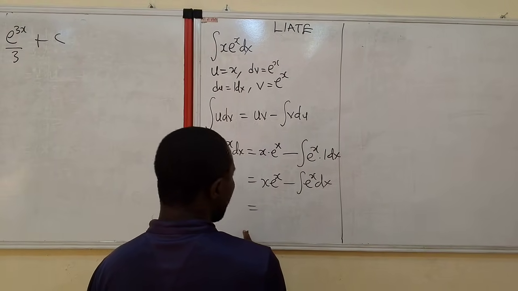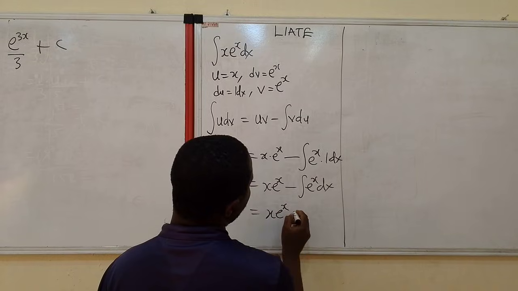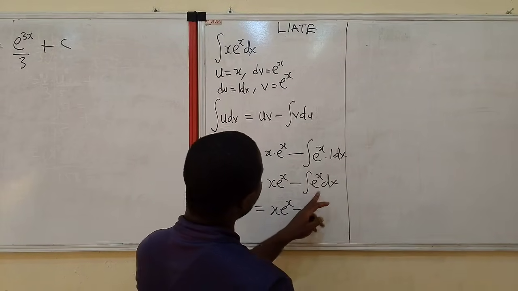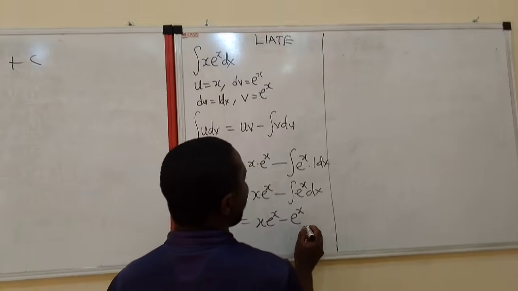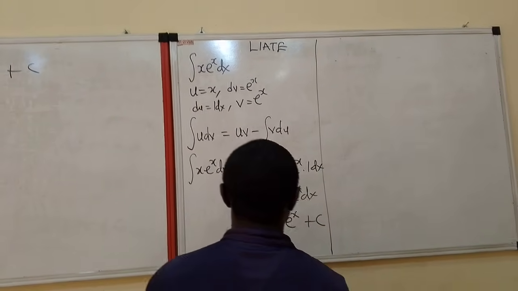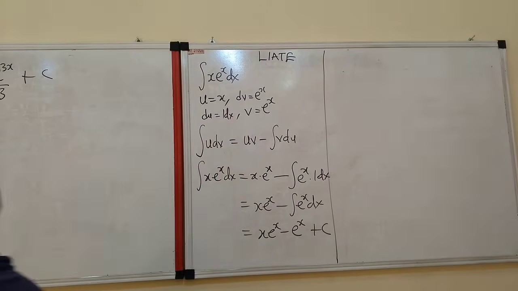My final answer is going to be x exponential x minus, if you integrate exponential x dx, what would that give us? That will give us exponential x plus c. This is my final result.